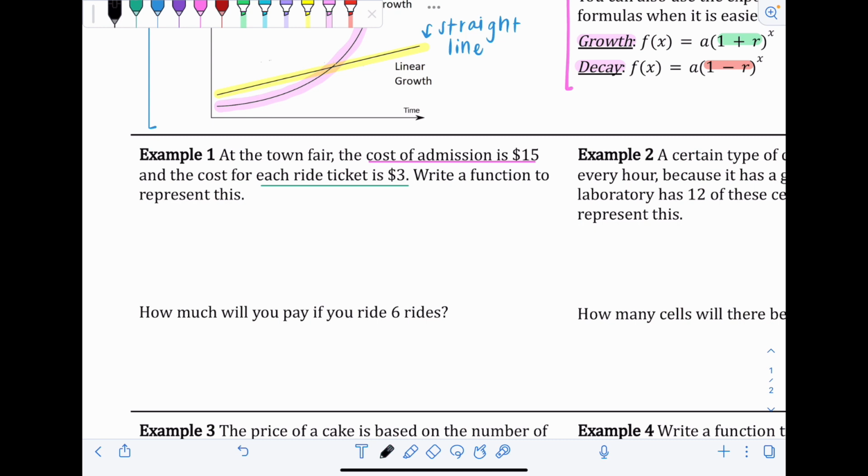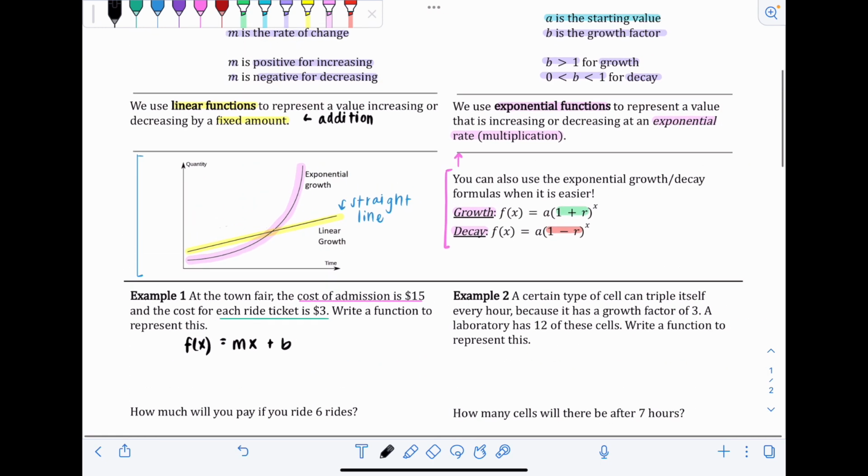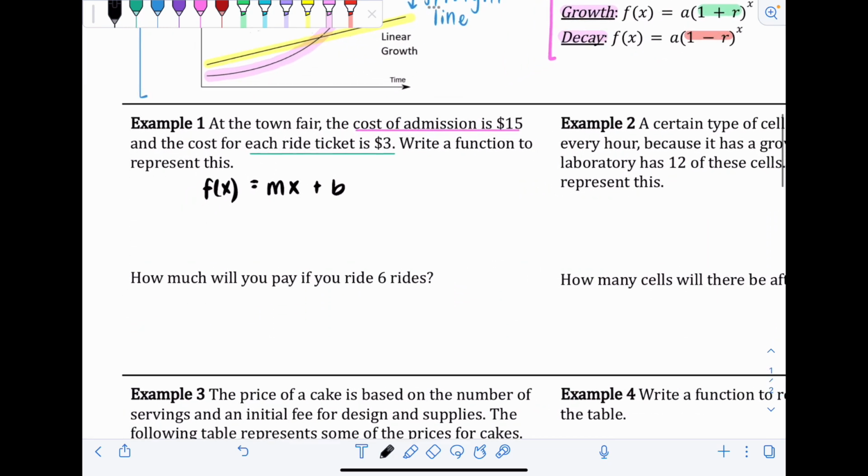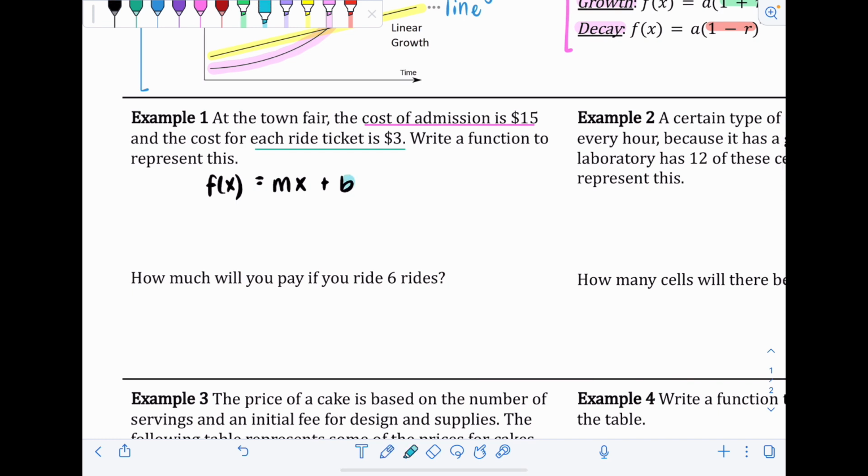So for linear functions, it's f of x equals mx plus b. And it said up above that b is the starting value and m is the rate of change. So b is the starting value, like how much you're going to pay to get into the fair in this context, and then m is the rate of change.